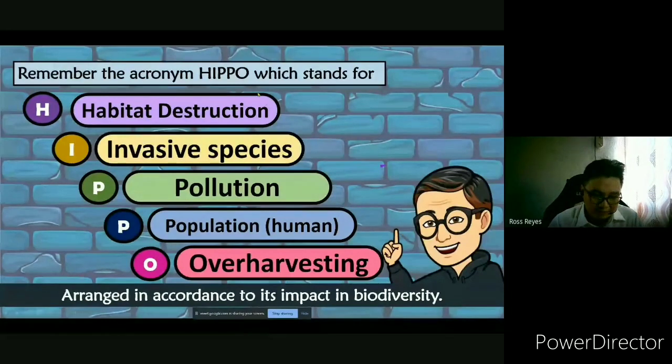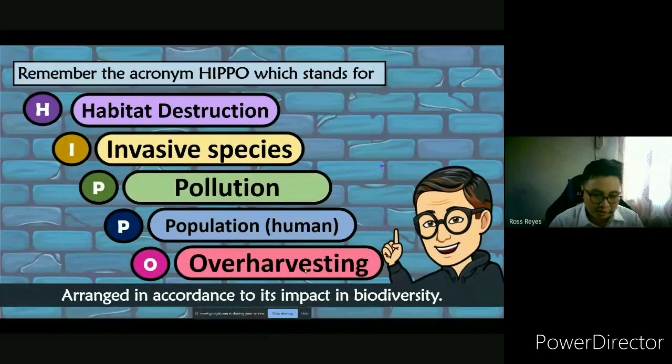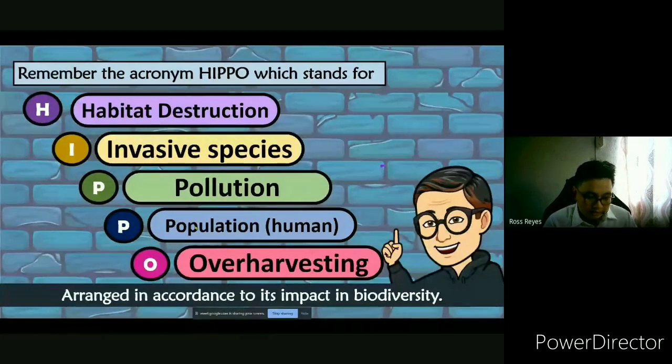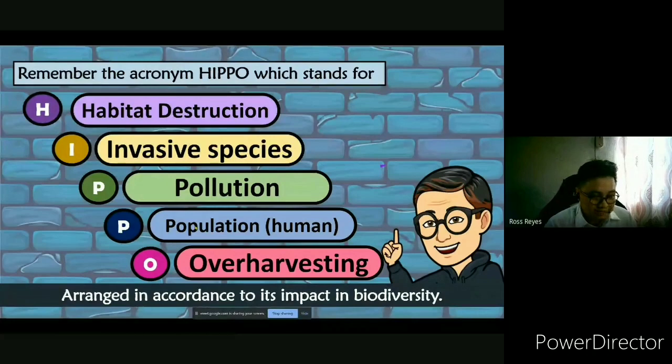On the other hand, invasive species, pollution, and overpopulation of human and overharvesting, they are also a factor. And by the way, they are all interconnected. How are they interconnected? Say, for example, we have an overpopulation of human beings. If there is an overpopulation of human, probably we will tend to overharvest. When we overharvest, we will destroy the natural habitat of these animals and contribute pollution.